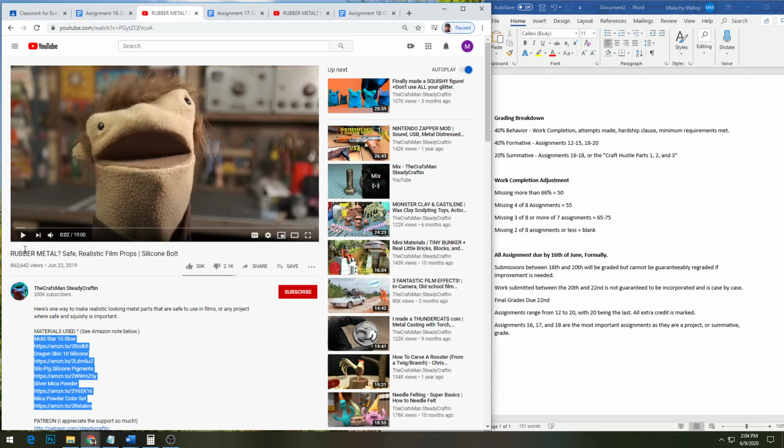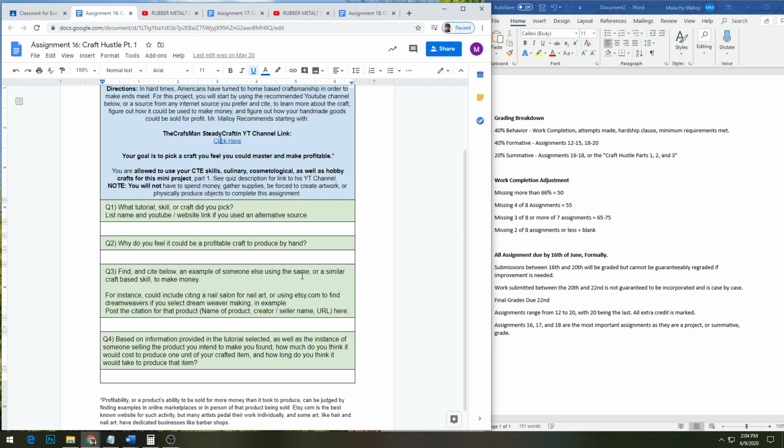Let's say, just hypothetically, we did do the rubber metal, which so far 2 of you have done. I would post the tutorial. I would put the link in. I would put the name in as asked. Here you're going to talk about why you think it's profitable. Here you find me an example and you cite basically someone already making money on it.